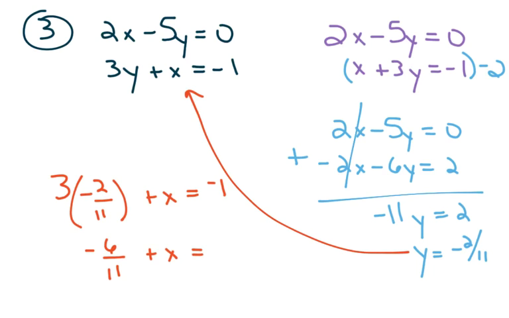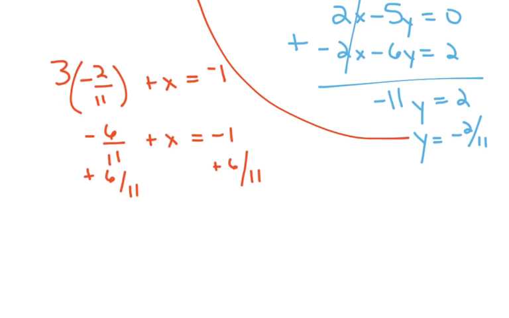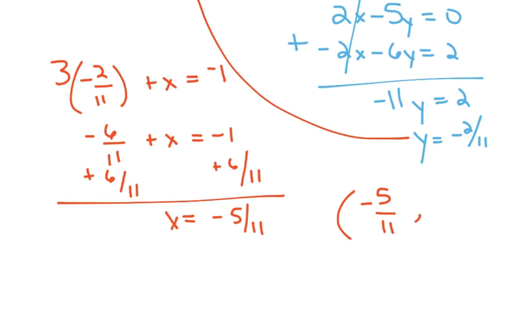And then I'm going to add 6 over 11 to both sides. Well, luckily, I can just do this on my graphing calculator. If you do -1 plus 6 over 11, and then you hit math, enter, enter, when you get your decimal, you should get x is equal to -5 over 11. So the point of intersection is -5 over 11, -2 over 11.